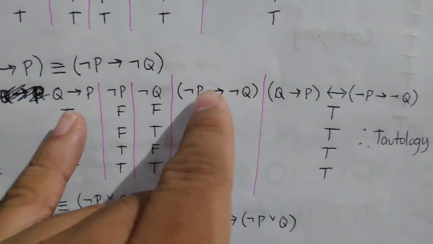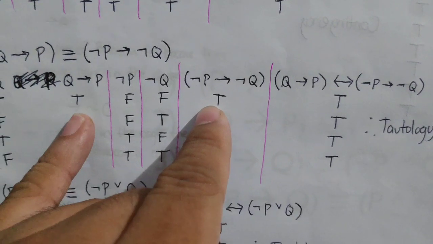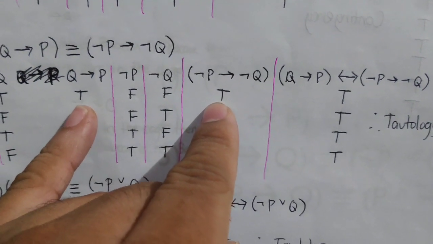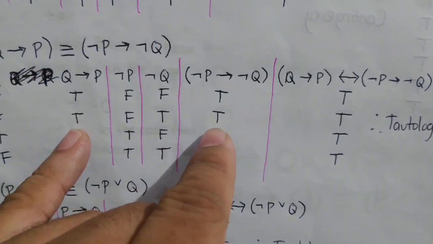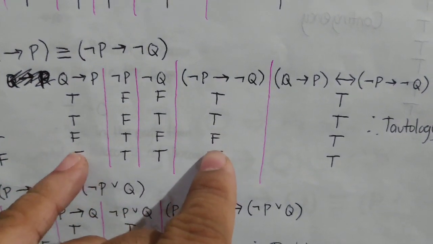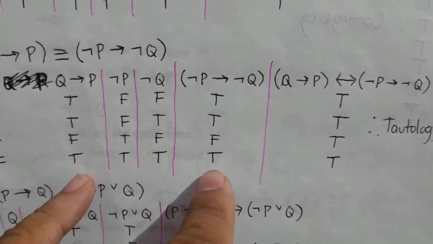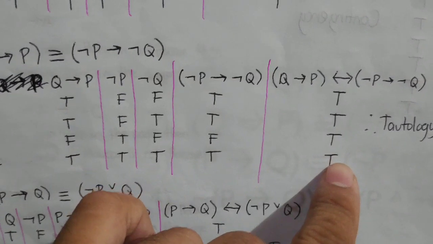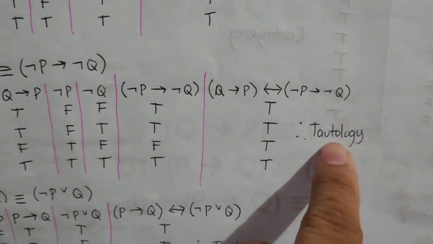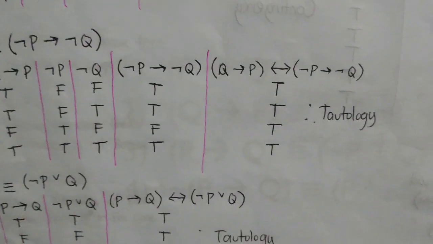So again, for the biconditional, they must have the same or equal truth value. So you have true, true, therefore true; true, true, therefore true; false, false, therefore true. Then you have true, true, therefore true. So for number 2, you also have a tautology.